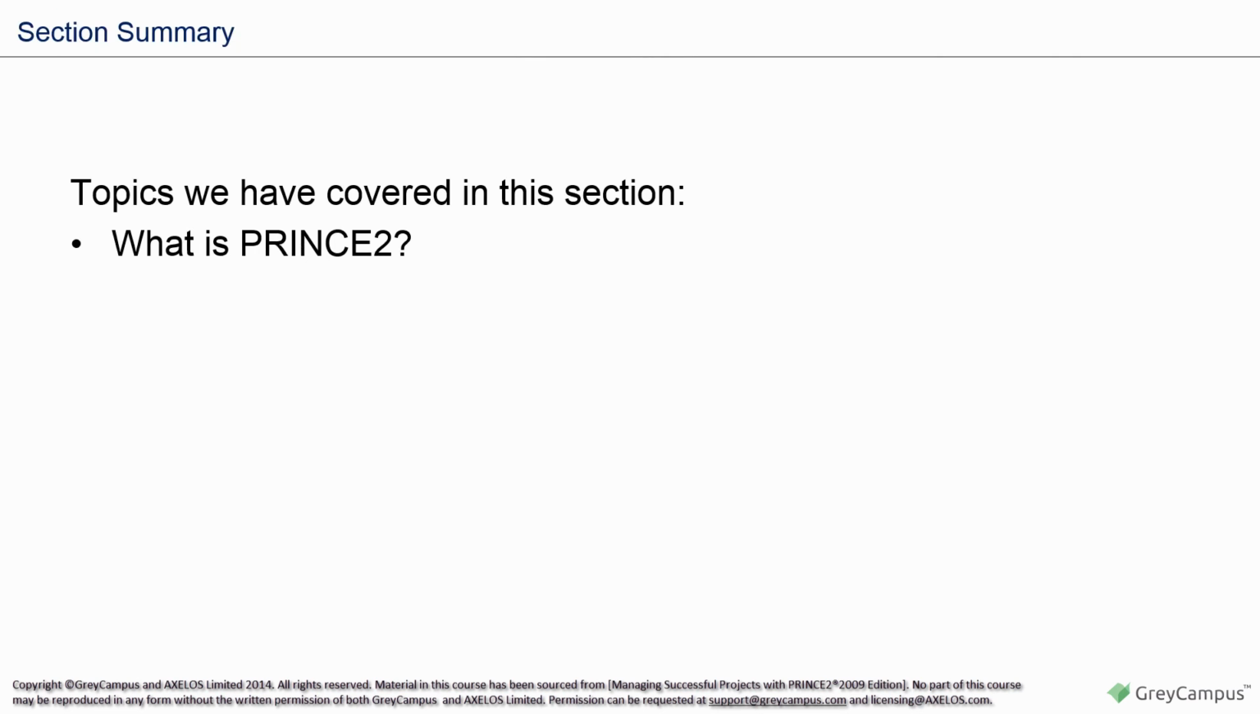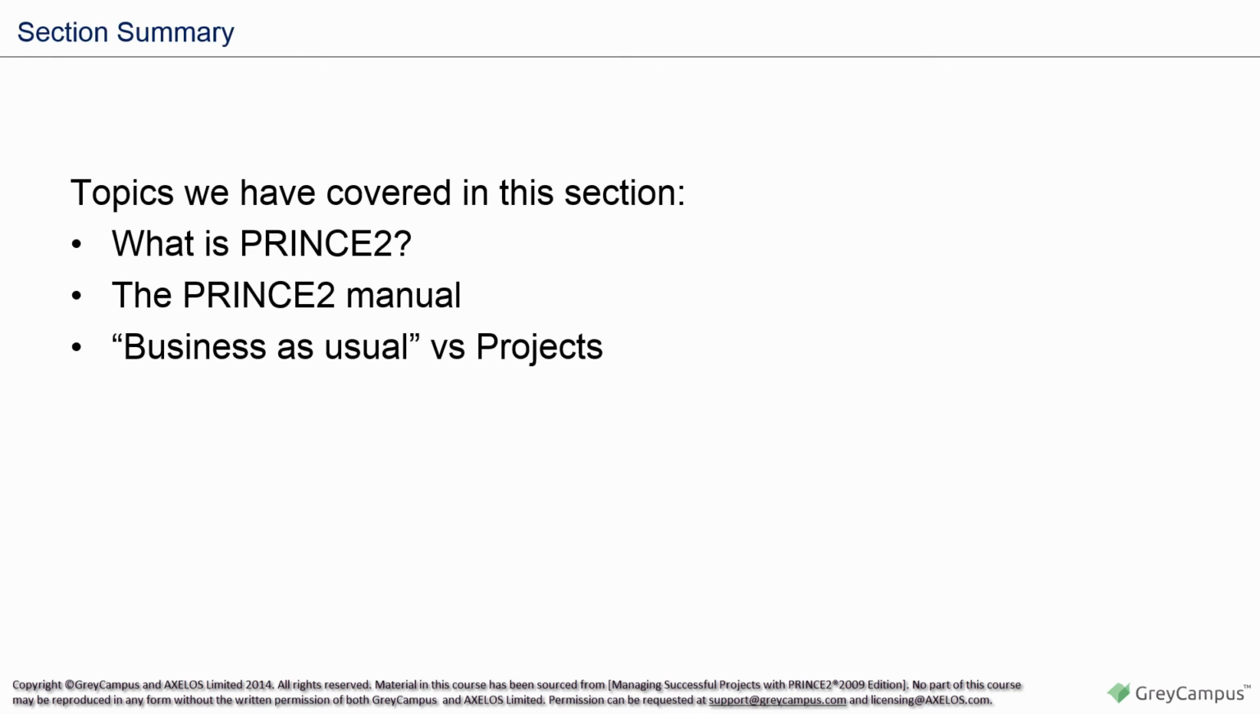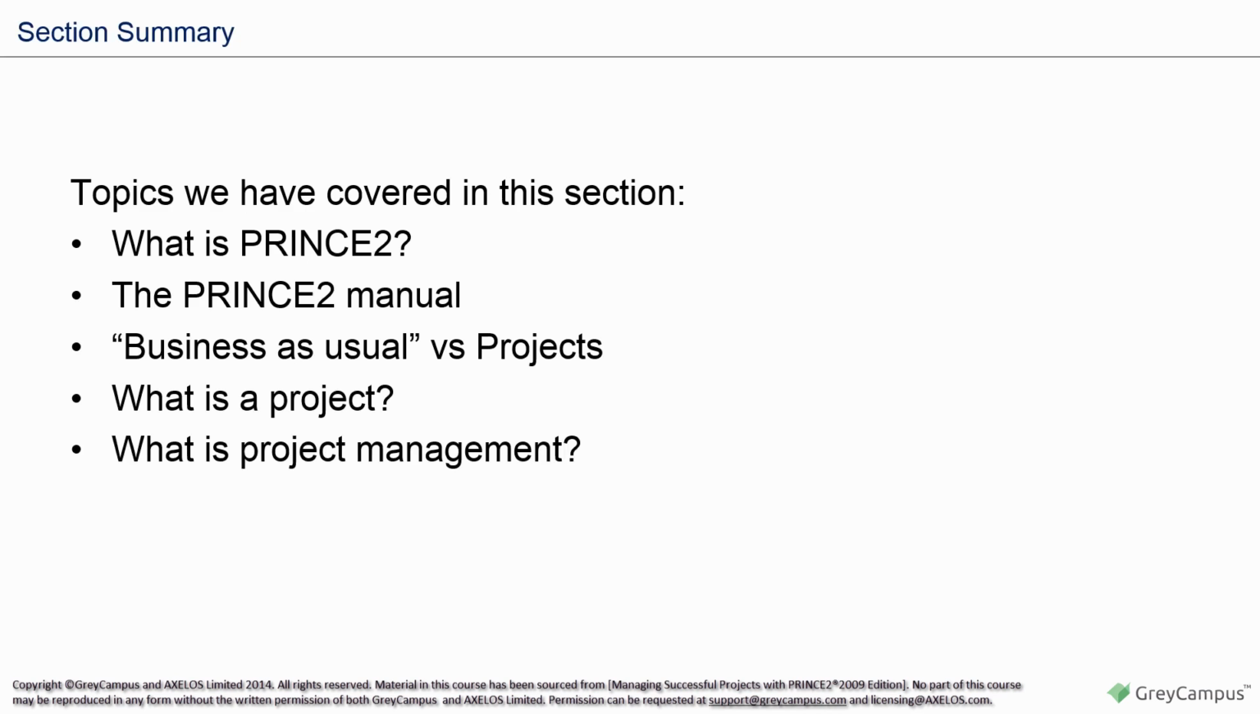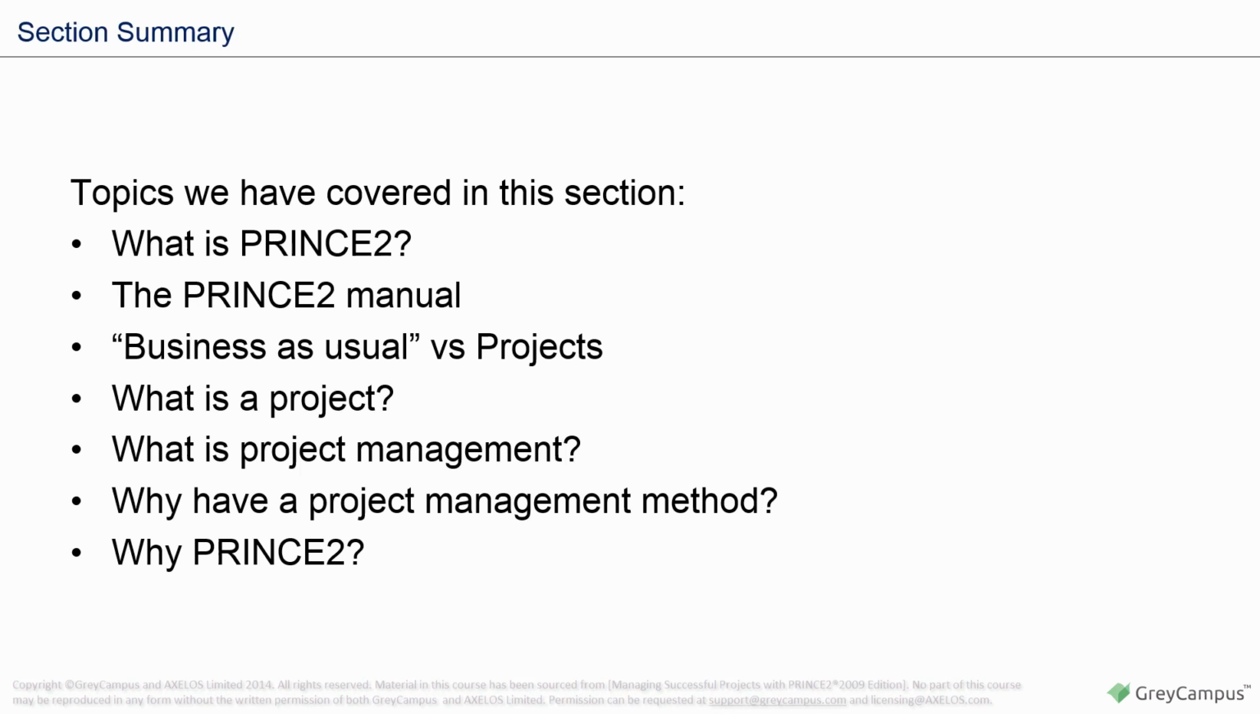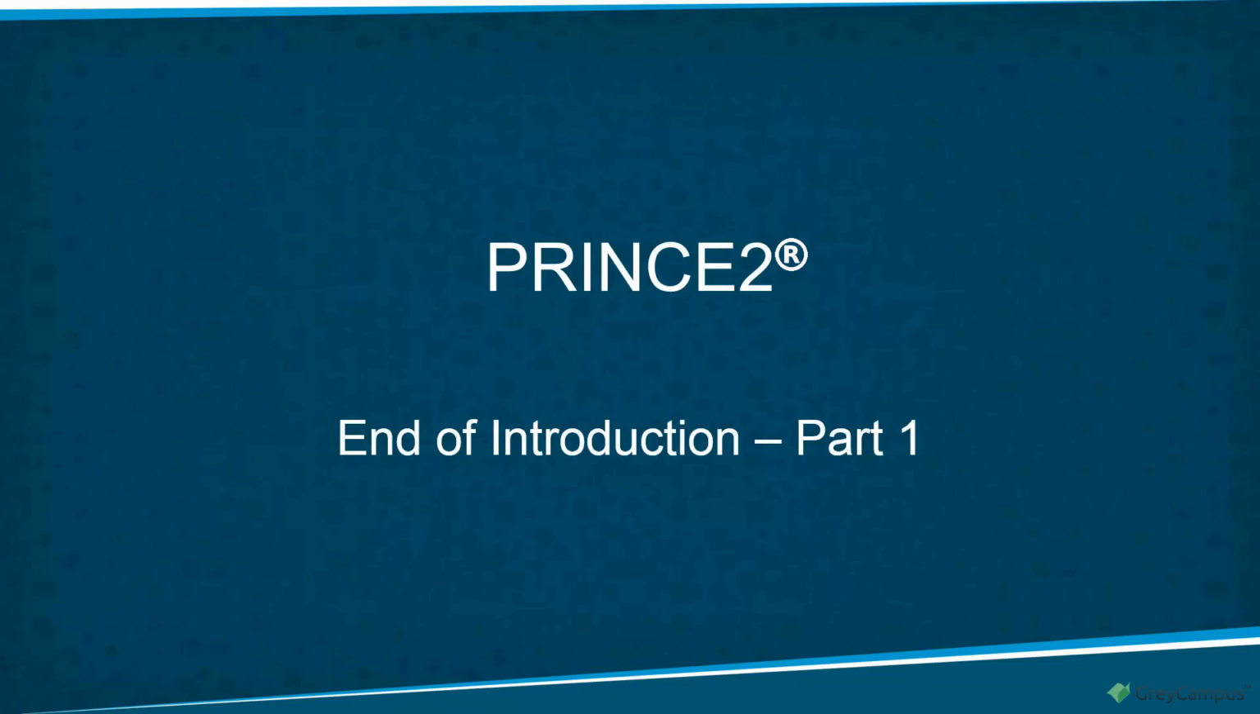So finally, let's just review what we've covered in this first introductory section. First of all, I've told you what PRINCE2 is and a little bit about its background, and I've explained the importance of the PRINCE2 manual. I've mentioned some of the key aspects of business as usual versus projects, and we've looked at two very important definitions: what is a project and what is project management. I've explained what we mean by a project management method and why we have project management methods, and also why PRINCE2 is a particularly successful and useful project management method. That's the end of part 1 of the introduction.